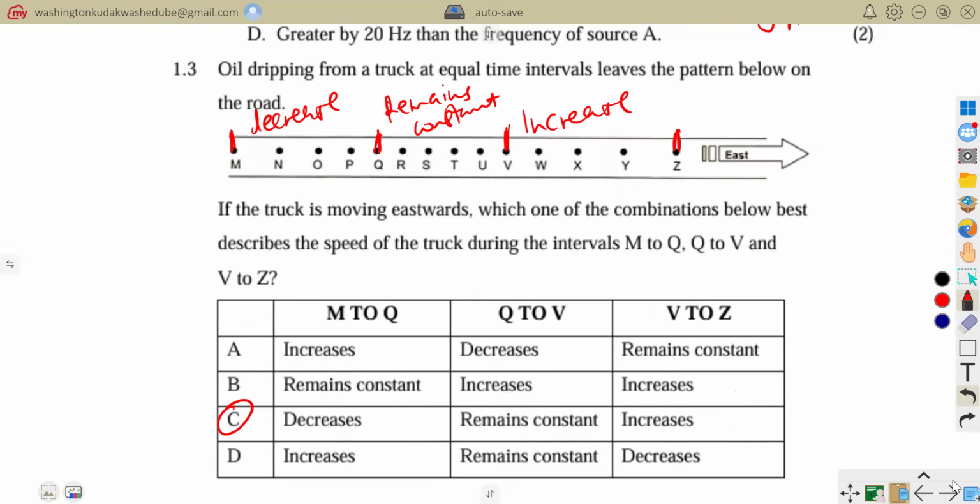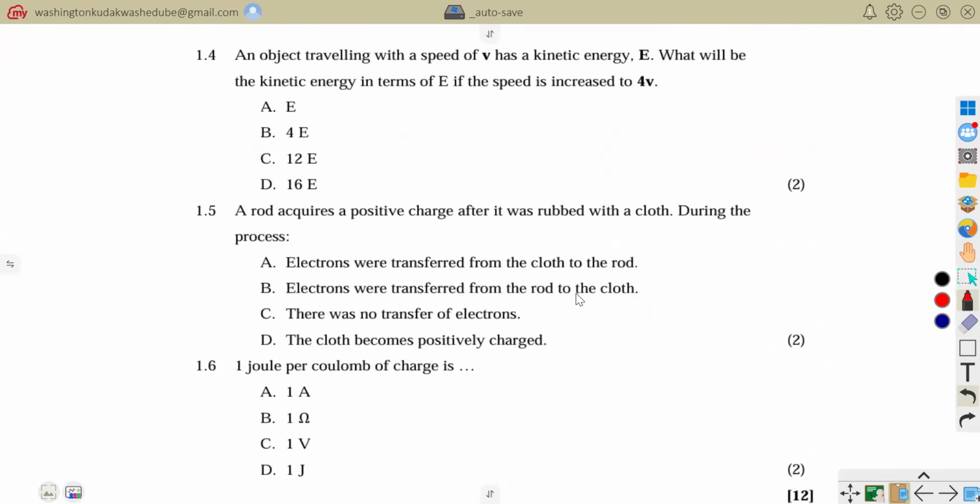Now let's go to the following, which is question number 1.4. Question number 1.4 is saying an object traveling with a speed of V has a kinetic energy E. What will be the kinetic energy in terms of E if the speed is increased to 4V? So when our speed was equal to V, the kinetic energy would be given by half mv squared. What about when the speed is now 4 times? So it will be 4v squared.